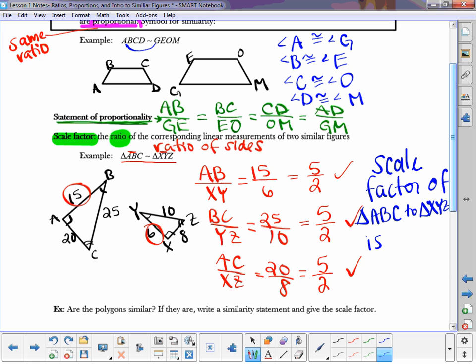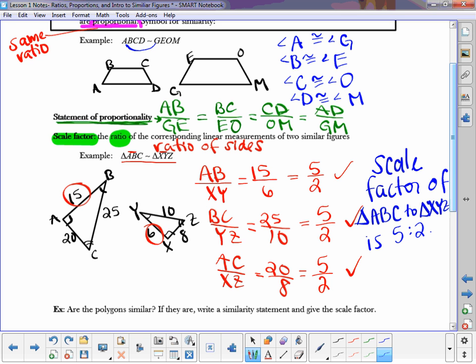So again, scale factor is just the ratio of my sides. What was the ratio of each of my sides? 5 to 2. Now, again, you could write this as a colon, you could write it as a fraction, you could write 5 to 2. But that's going to be my ratio there. They did not give us units, so we do not have to give units. But again, notice ABC, that was my larger triangle. That's the larger value of my scale factor. XYZ was my smaller triangle. That's the smaller value of the scale factor.